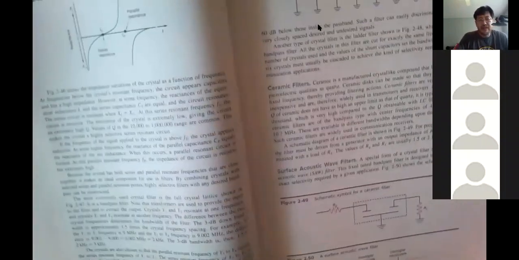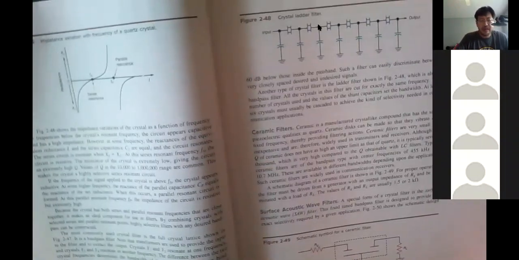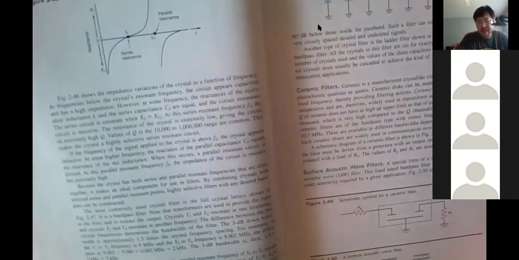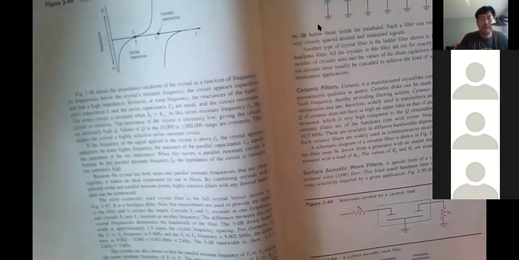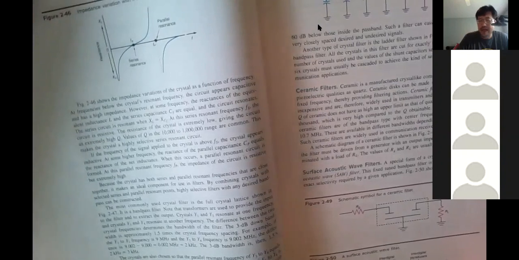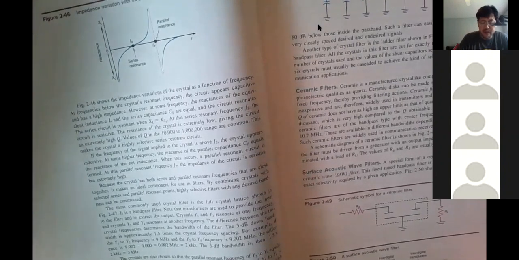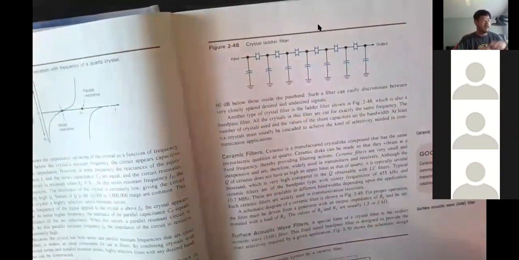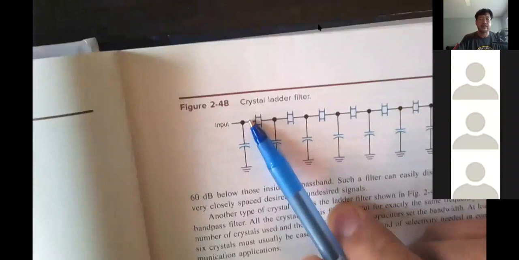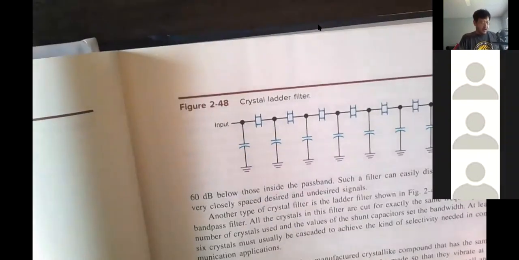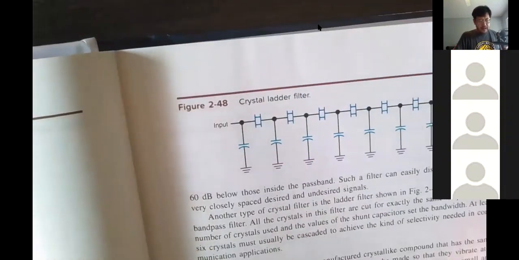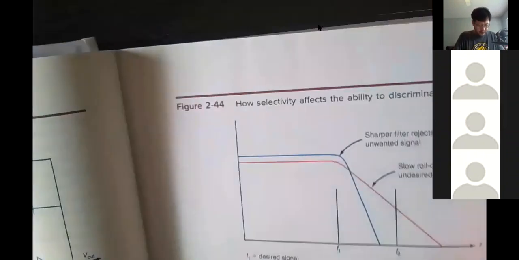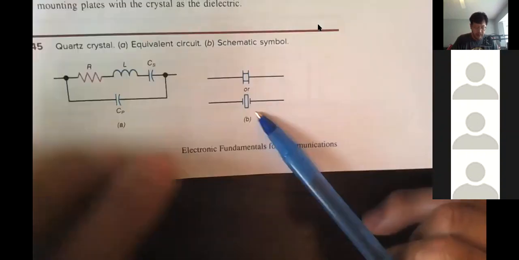Because this filter is so important in our communication system, engineers spend billions of dollars to develop new and better high quality filters. One of the most commonly used is called the crystal. A crystal is made of quartz crystal. This is what a crystal looks like.